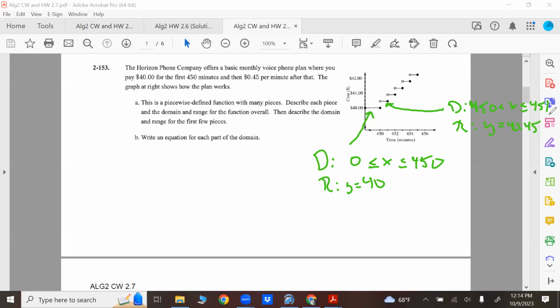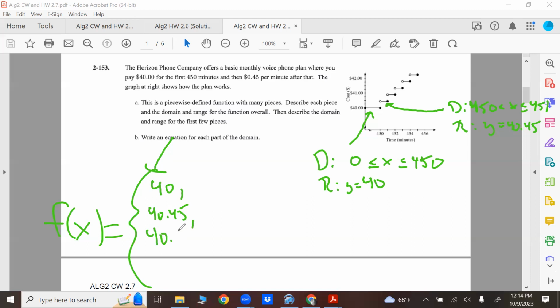So write now an equation for this. Let's write the equation. So you're going to say f of x equals. Okay, it's not so bad. It might seem like a pain, but it goes by pretty fast. So the first equation is 40. The next equation is 40.45. What's going to be the third line? 40 point what? If you're adding 45 cents every time, 40.90. And then 41.35. 41.80. And lastly, 42.25.